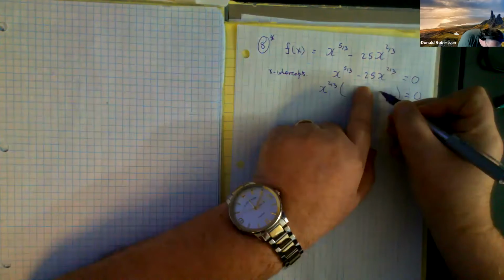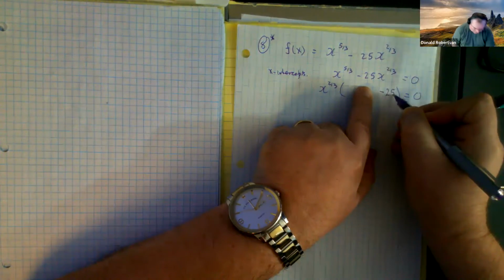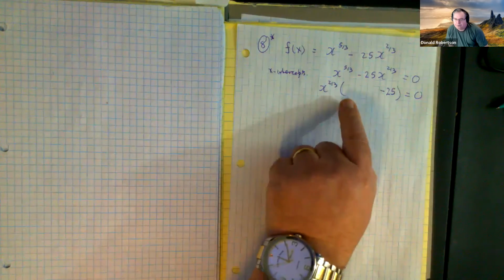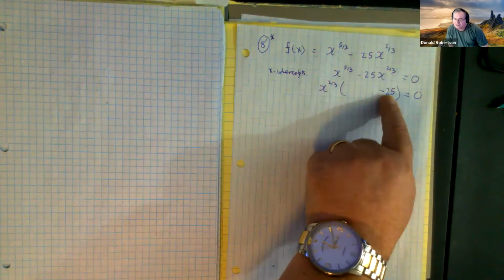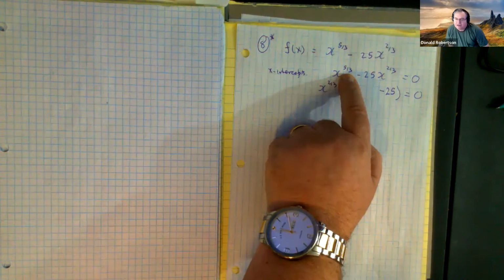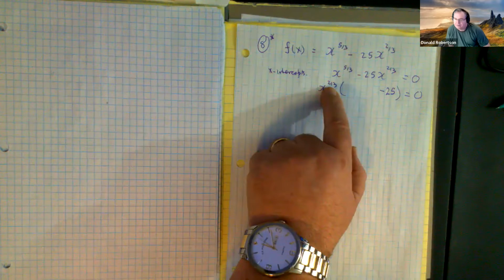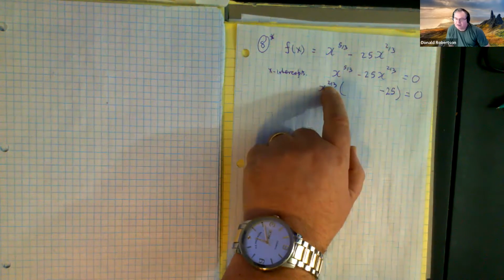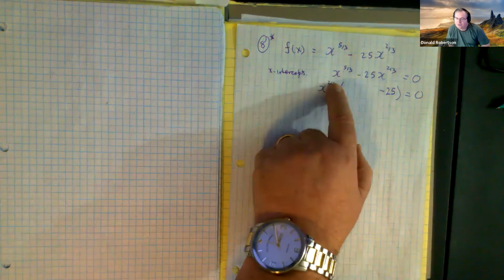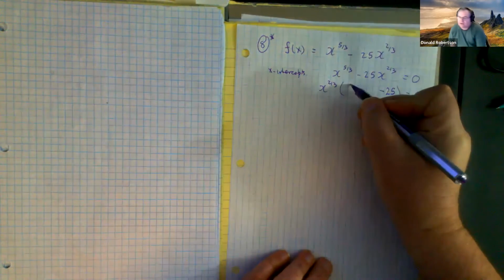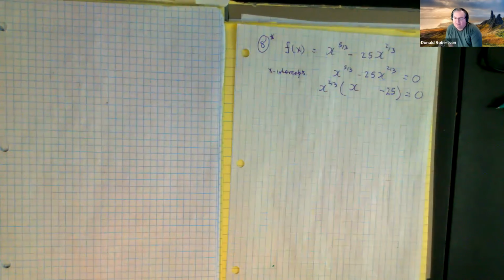Now that makes this guy 25, agreed? Now, common factor, 25. This is a sneaky one. What do you get if you take x to the 5/3 and you remove 2/3 of a power from it? What's left? 5/3 take away 2/3. What's left? 1. And x to the 1, we call it x. Do you see how nicely that factored?